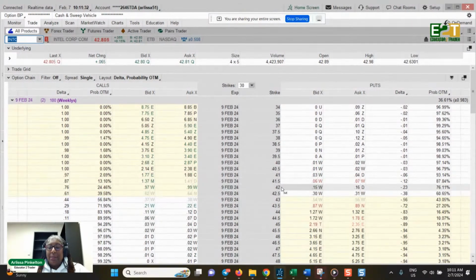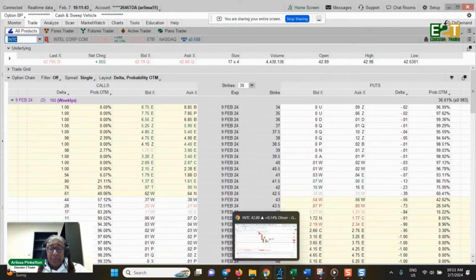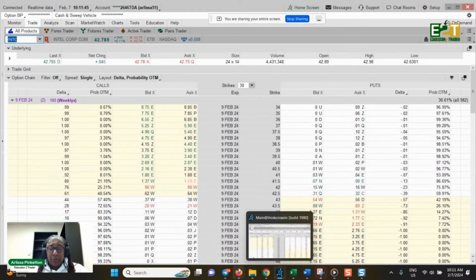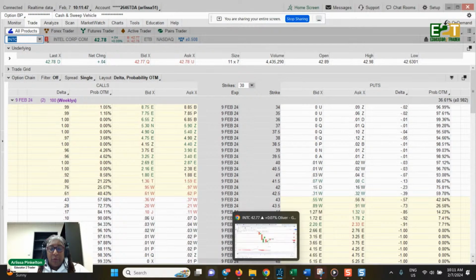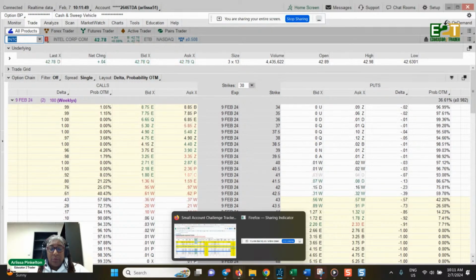42 is the 76% probability out of the money. So 41.5, 42 may be a good place to check. 41.5, 42, that's what it was.